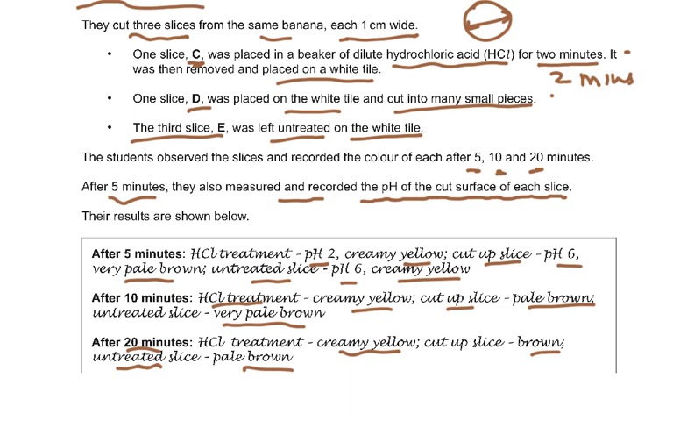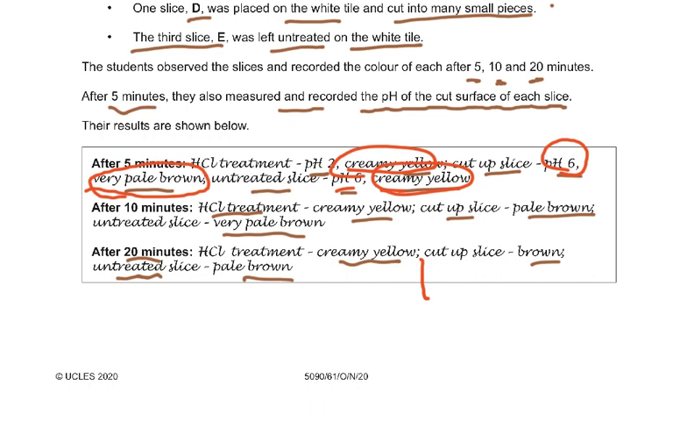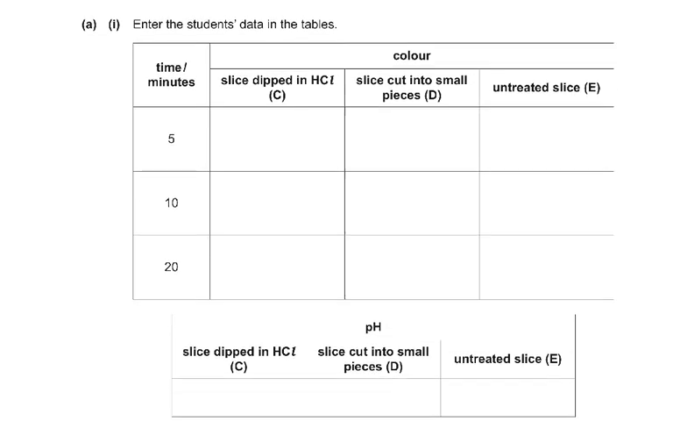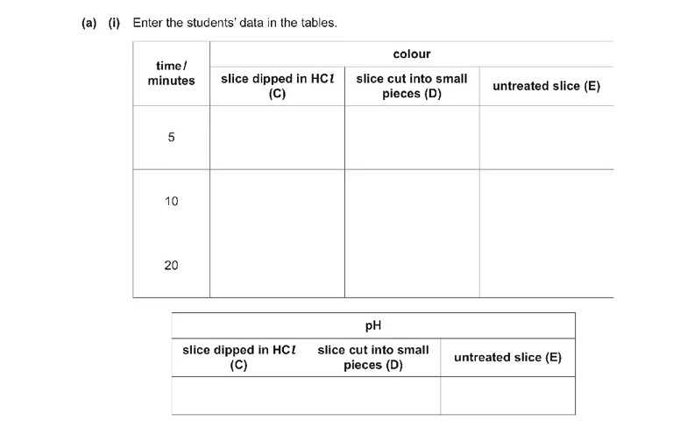So now we have to look at what was given to us and what we have to figure out. So the first is creamy yellow. I would circle this. Then cut up slice, pH 6, very pale brown, untreated slice, pH 6 and creamy yellow. I would spend a little time on this because the next part of the question is going to be about making a table of this, which they do very often. This is exactly what they asked you to do: enter the student's data in the table. So you've got to get it from the previous one and put the data here.